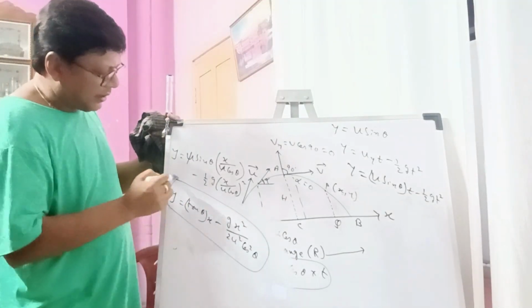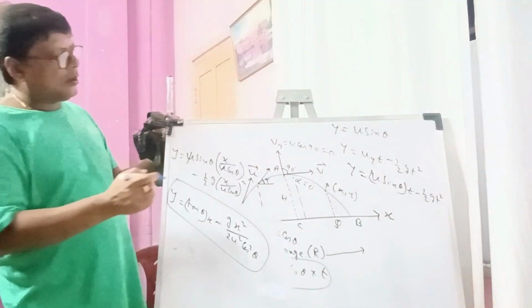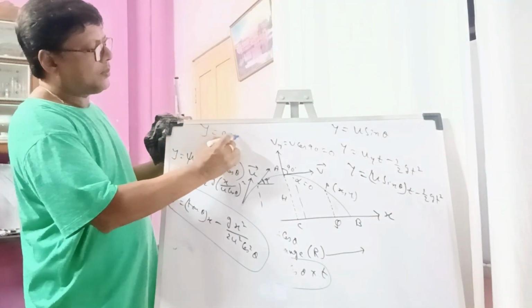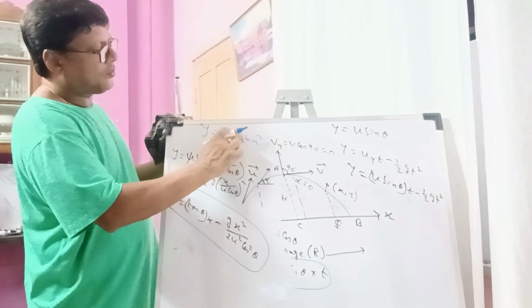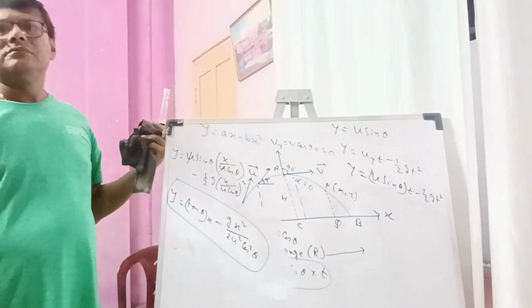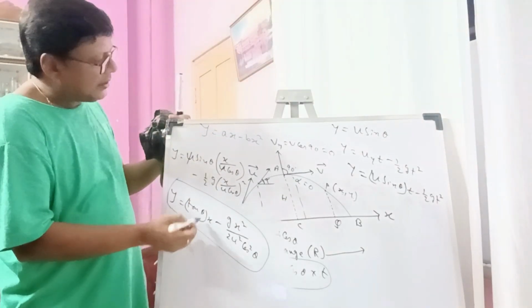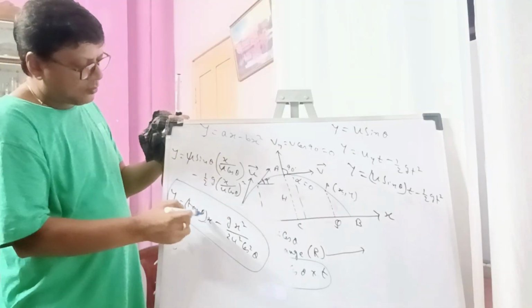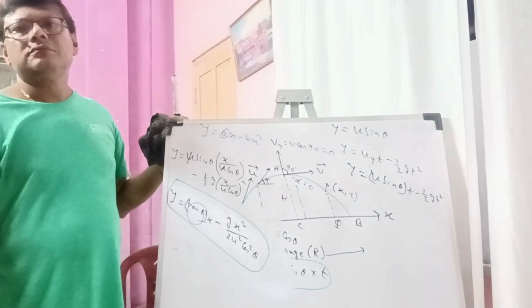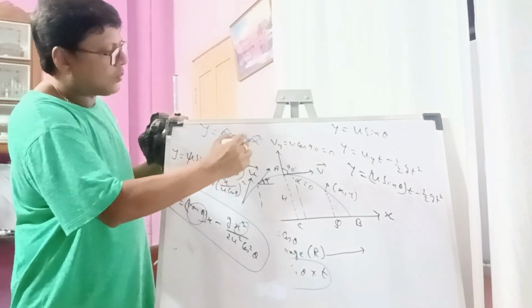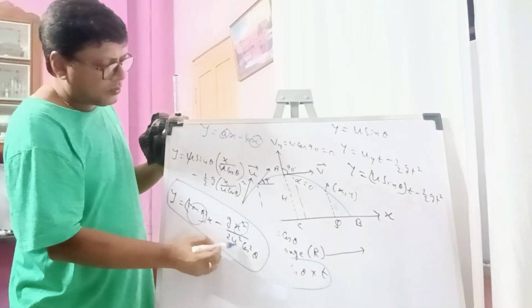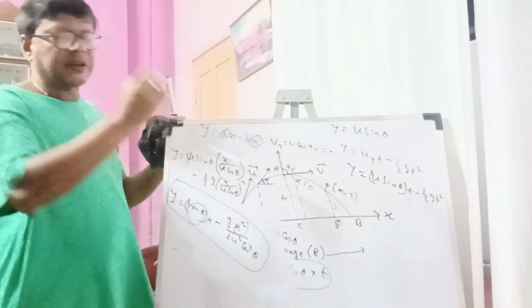This is the parabolic equation. The parabolic equation is actually y equals ax plus bx square, or ax minus bx square you can write. So just compare here y, x: tan theta equals a, and for x square, b equals g by 2 u square cos square theta. So the path of a projectile is a parabola.